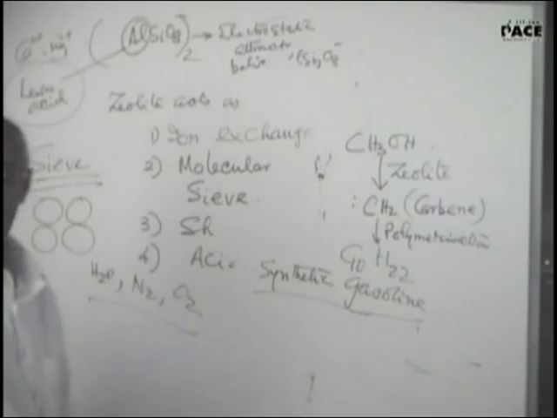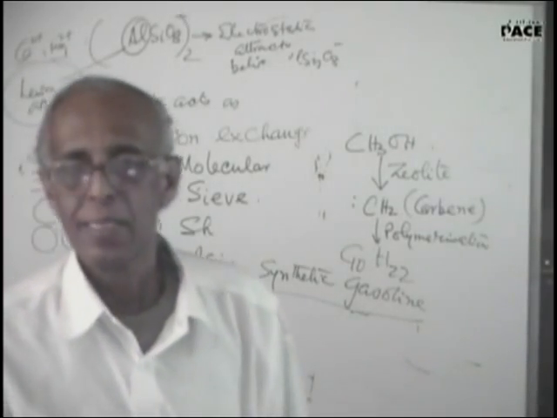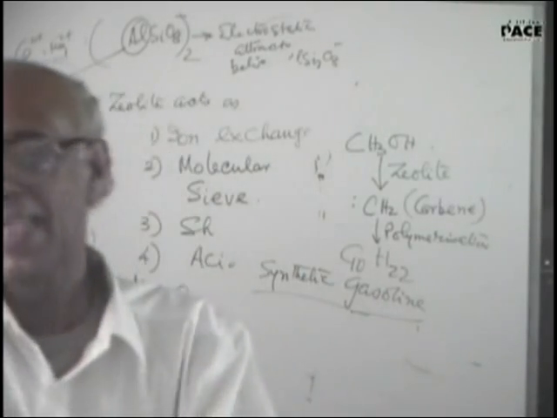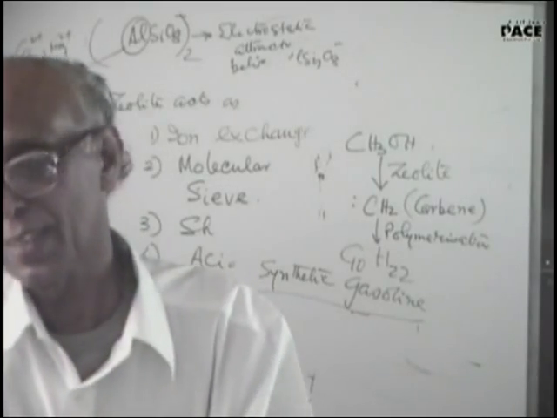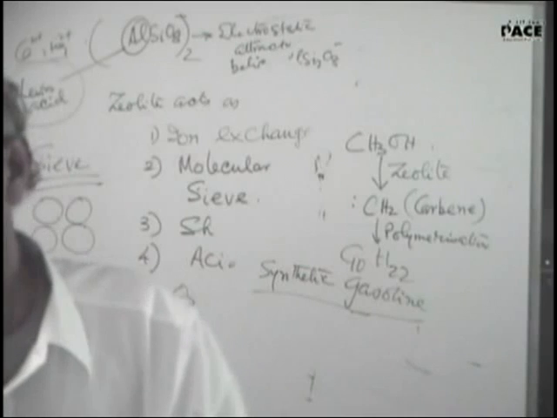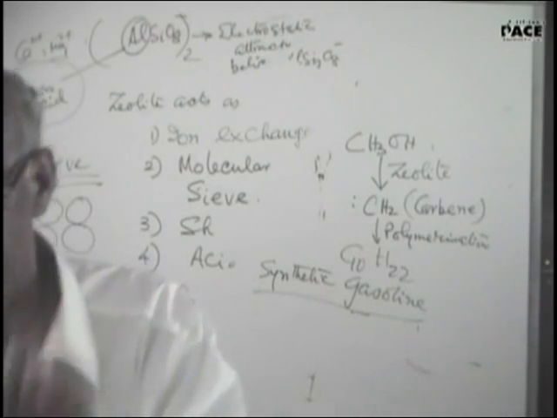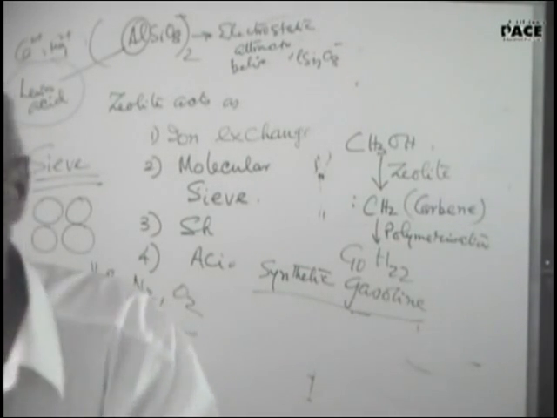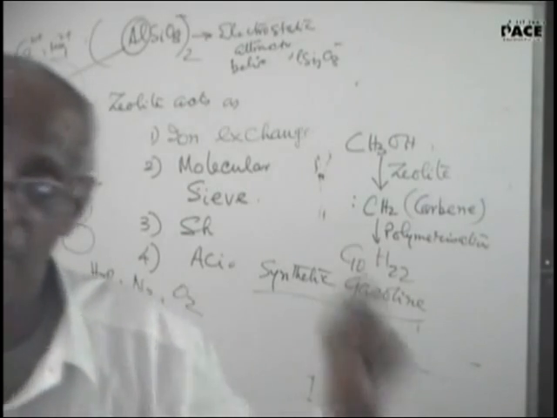So you can see how the zeolite can act as a Lewis acid catalyst for dehydration reaction. It eliminates the molecule of water from methanol, generates carbene, and the carbene on polymerization gives rise to gasoline.